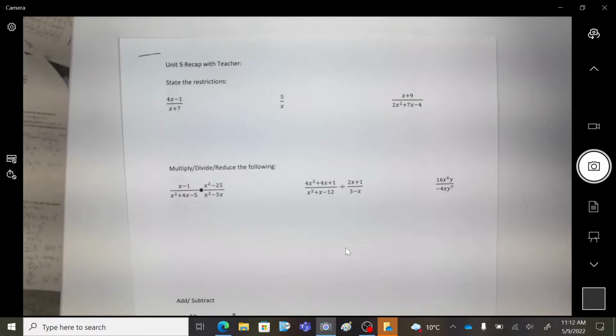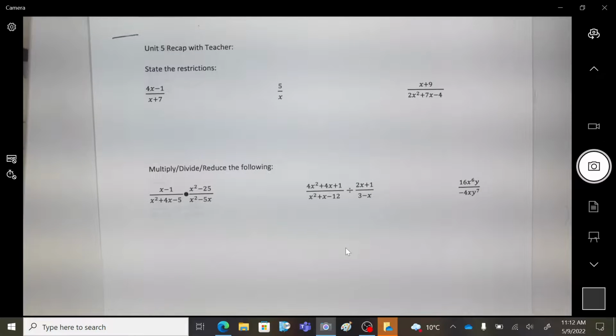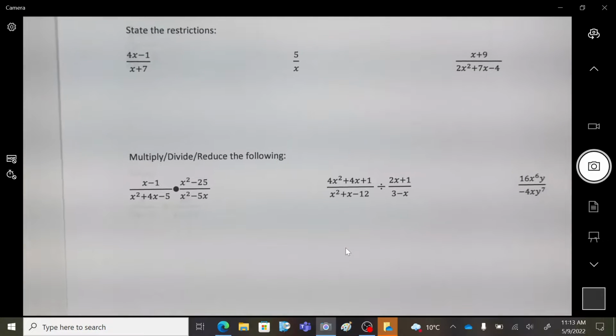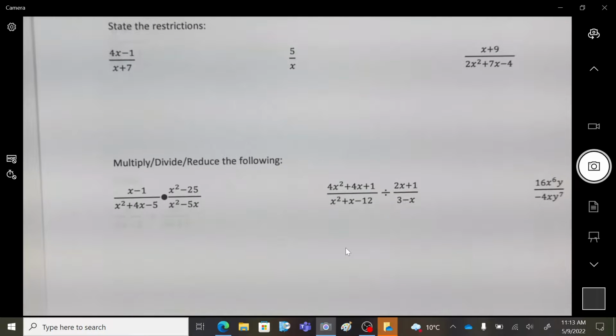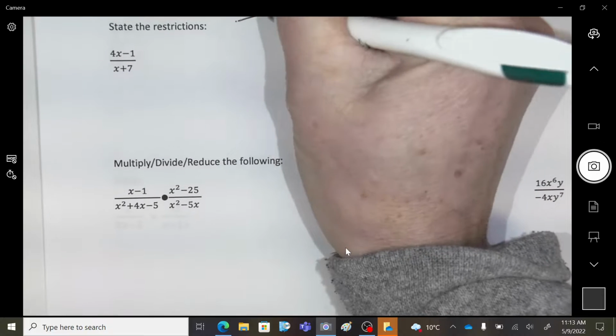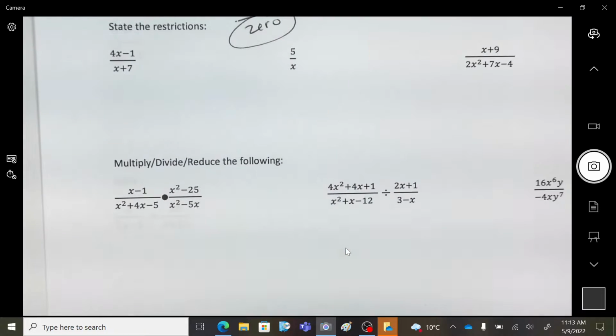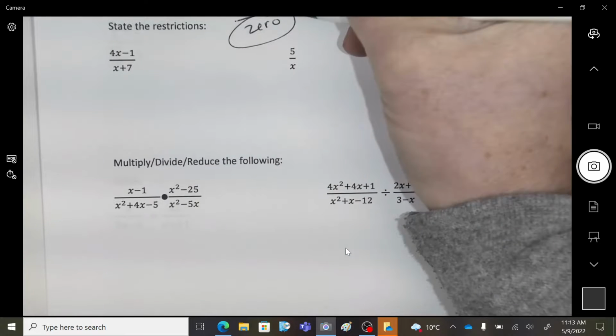Okay, topic 1 was restrictions. So when we think about restrictions on rationals, what are we focusing on that we're worried about? Do you remember what the big idea was? We don't want to ever do what with fractions? We don't want to divide by 0, right? That's the big idea.